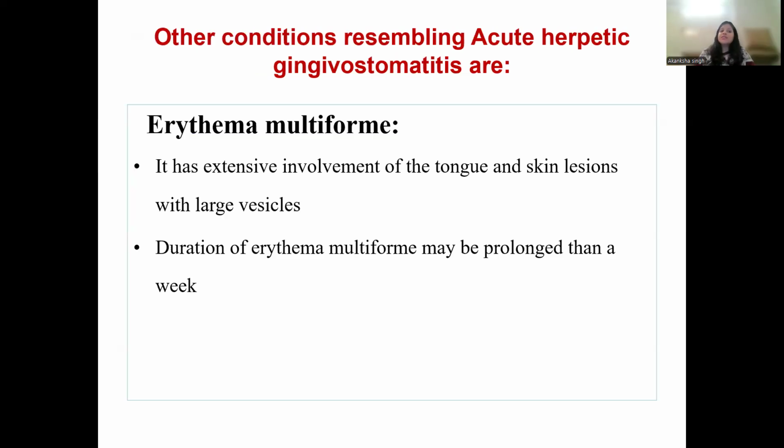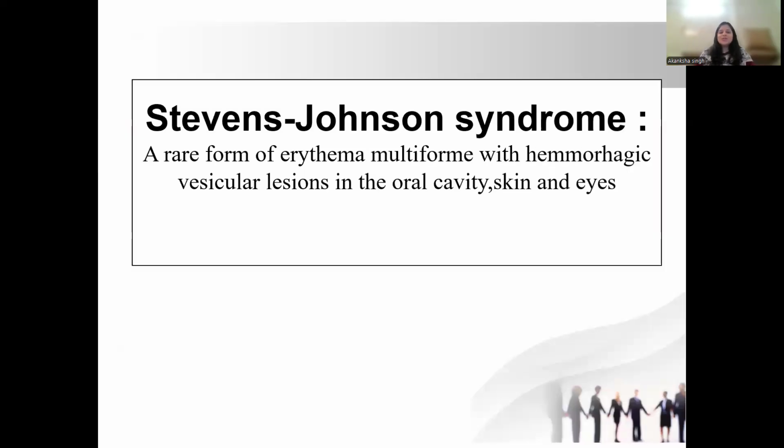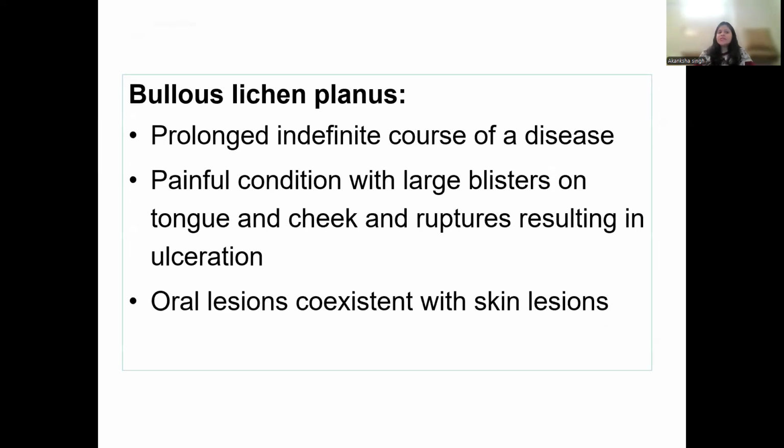Next is another differential diagnosis, erythema multiforme. It also involves the tongue, skin lesions, and large vesicles. Then Stevens-Johnson syndrome, which is also a form of erythema multiforme, can be confused with acute herpetic gingivostomatitis, but it has hemorrhagic vesicular lesions in the oral cavity and also involves skin and eyes, because it's a syndrome. Bullous lichen planus has a prolonged, indefinite course, is a painful condition, with oral lesions coexistent with skin lesions. So these differential diagnoses for primary herpetic gingivostomatitis are vesiculobullous lesions that also involve skin, while acute herpetic gingivostomatitis does not involve skin.